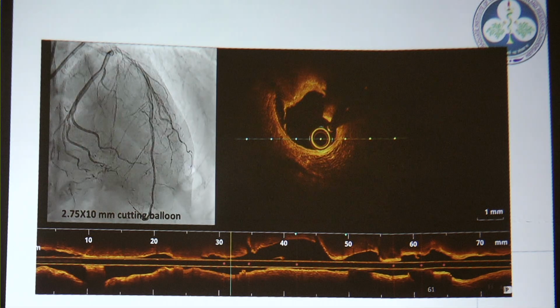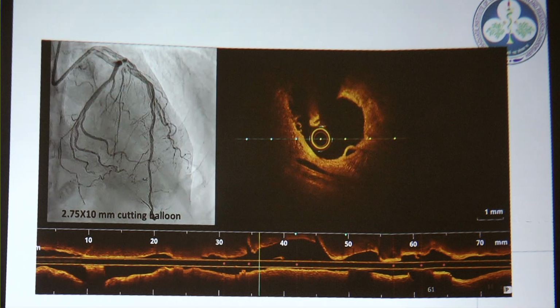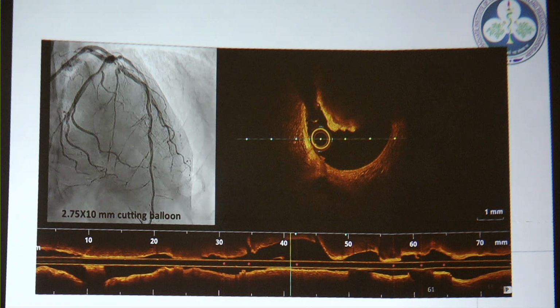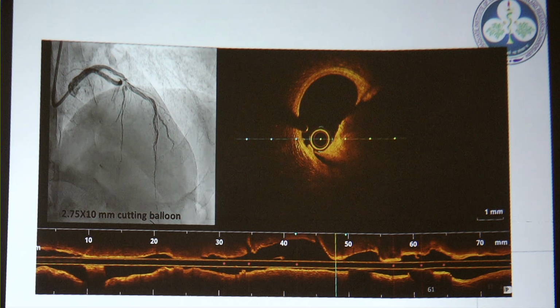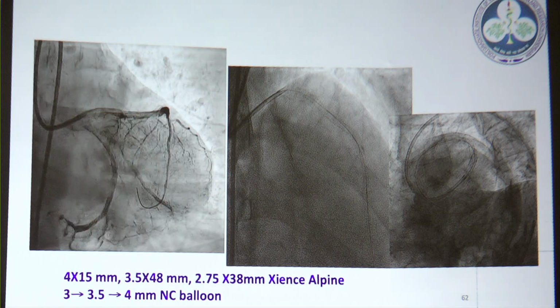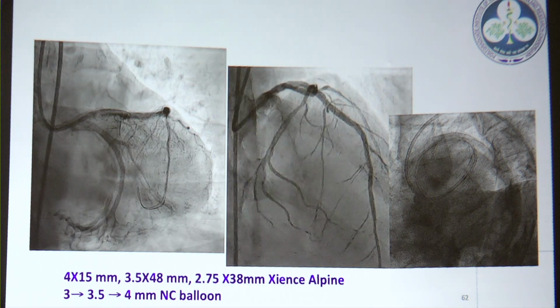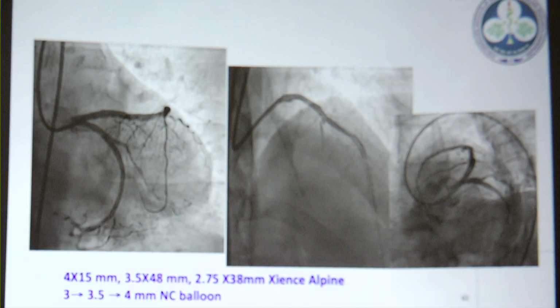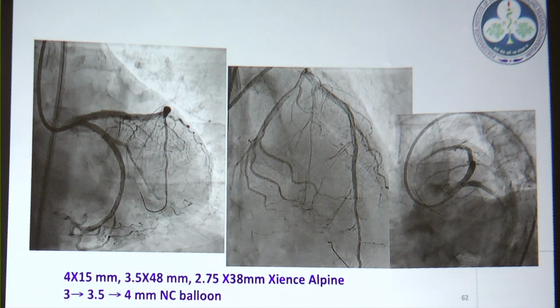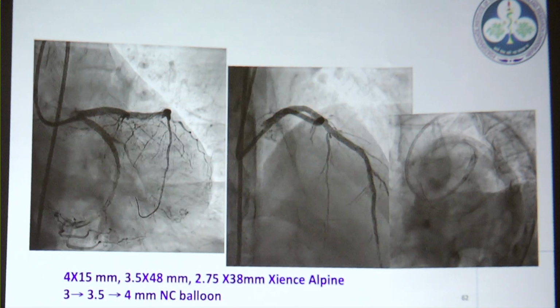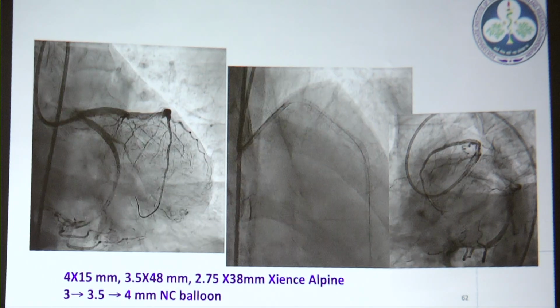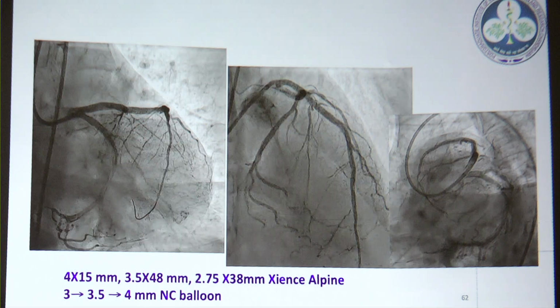At this moment of time, the patient had TIMI 2 flow, hypotension, and therefore hurriedly the stent was deployed across the LAD. And this is 4.15 by 38, 3.5 by 48, and 2.75 by 38 from proximal to distal LAD, overlapping drug-eluting stents, post-dilated with 3, 3.5, and 4 millimeter NC balloons from distal to proximal end. Good angiographic result.